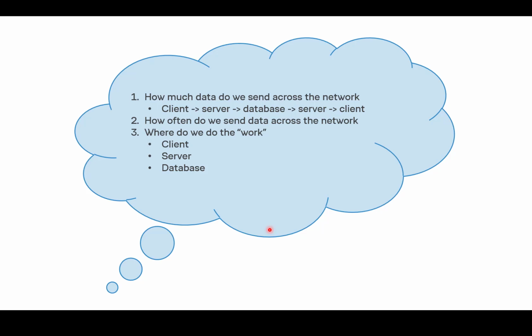Right, so that sort of concludes the video. I want you to think about how much data we send across the network, from the client to the server to the database and back to the server and to the client. I want you to think about how often we send the data across the network. Sometimes data more often is better than a large chunk of data initially, and sometimes the opposite is true. And I want you to think about, where do we do the work? And do we do the work on the client, on the server, or in the database?